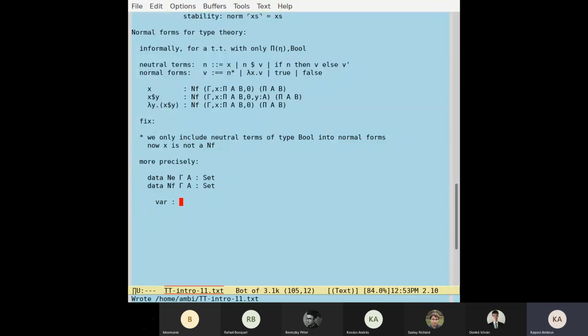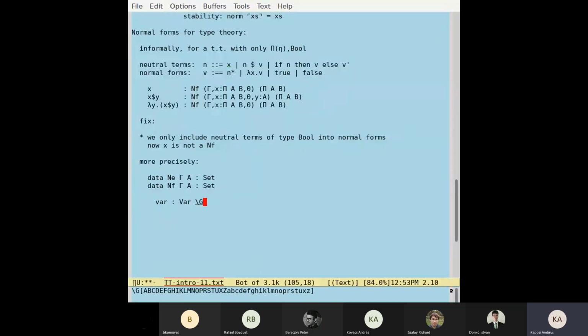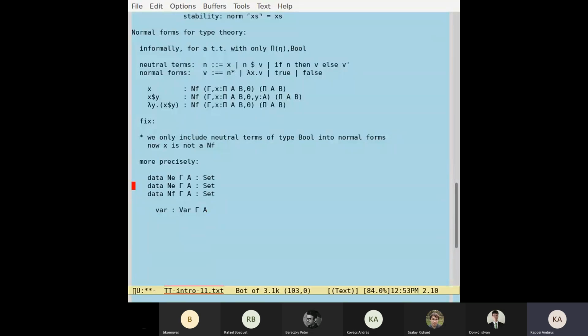So first I have variables. That's x. So if I have a var gamma A, sorry, I also need to define variables. But every variable, I will define it in a second, is a neutral term.